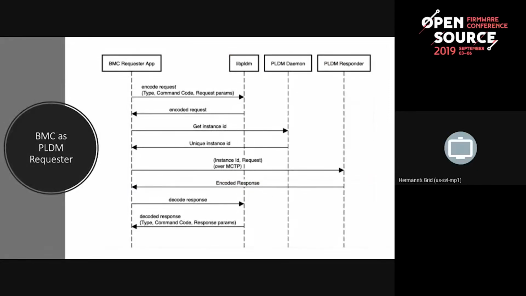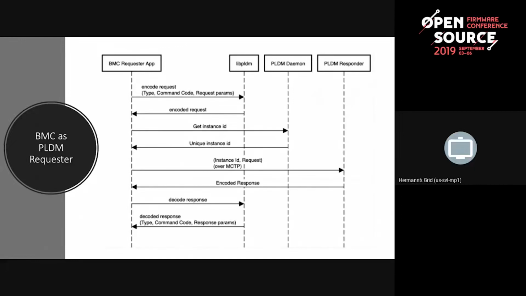So this is the sequence diagram where the BMC is acting as a requester. In this case, I don't think there would be a do-it-all PLDM daemon which acts as a requester, because the requester functions, the way we envision it, would be separated into different applications dealing with specific functionalities. For example, there could be a BMC requester app that does firmware updates for a connected device. That would be a different application. In this sequence, the requester app makes use of libPLDM to encode the request and form a PLDM request message.